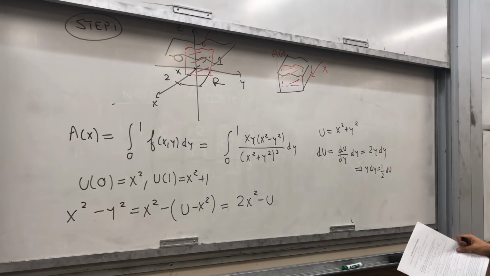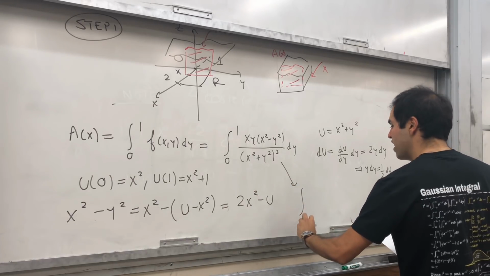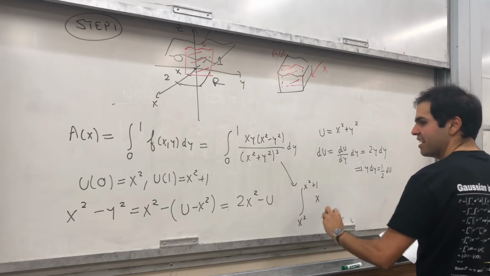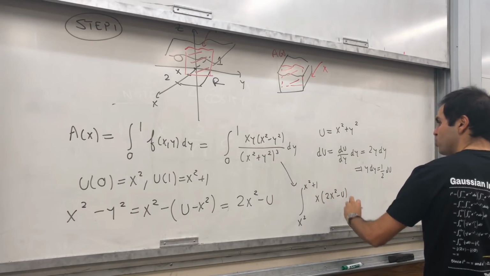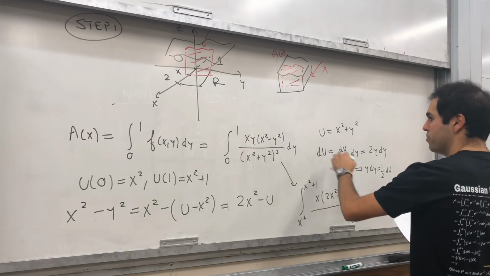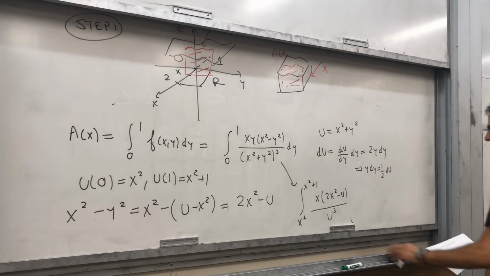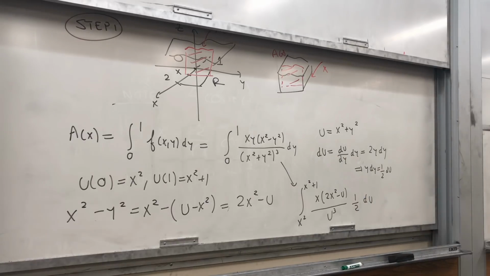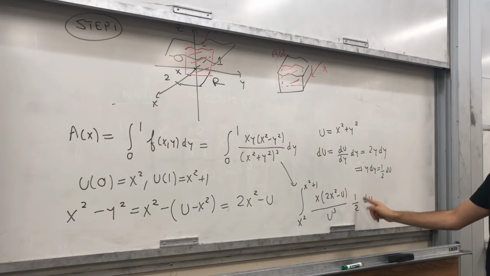We have all the ingredients we need, so this integral becomes the integral over our new endpoints, x squared to x squared plus 1. This x stays as it is. X squared minus y squared becomes 2x squared minus u. The denominator becomes u cubed. All this work just to simplify this to u cubed. And then 1/2 du. This is very nice because it almost just becomes a power function, because remember x is constant here.